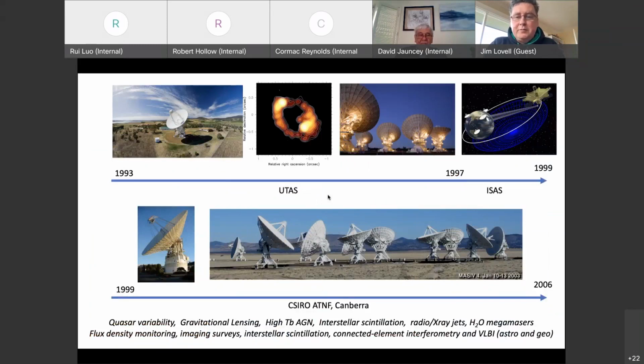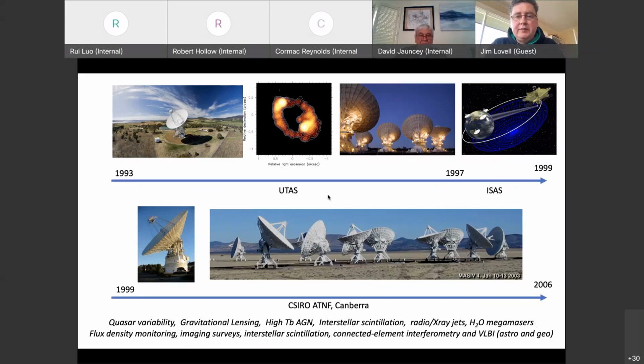This is a one-page or two-page summary of what I've been up to for the last 20 odd years. I did my PhD at UTAS with Dave Jauncey, who's on today. My PhD project was in AGN variability and gravitational lensing in the radio. The photo on the left is the 26 meter at Hobart, and the object that I studied the most was Parkes 1830-211, which is a beautiful Einstein ring gravitational lens. I did a big survey with the compact array looking for more, and unfortunately didn't find any.